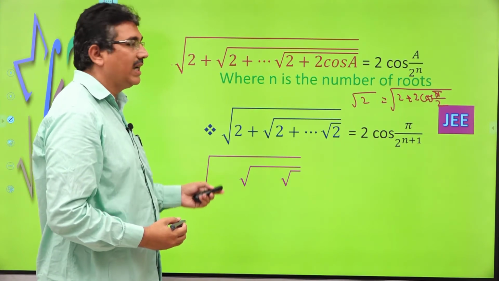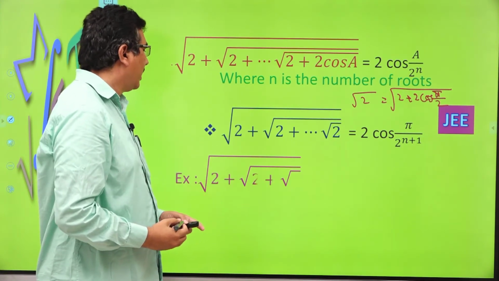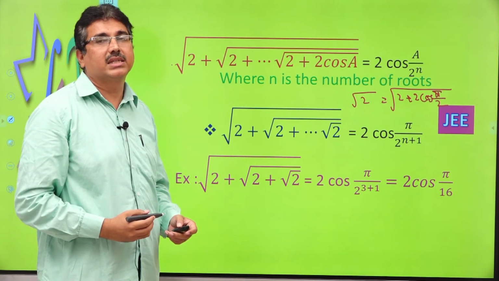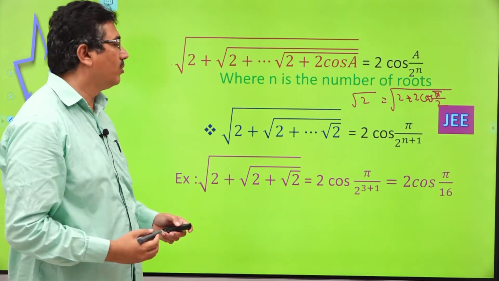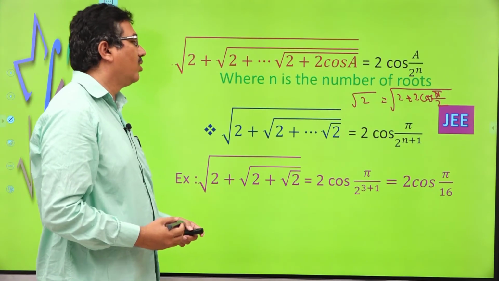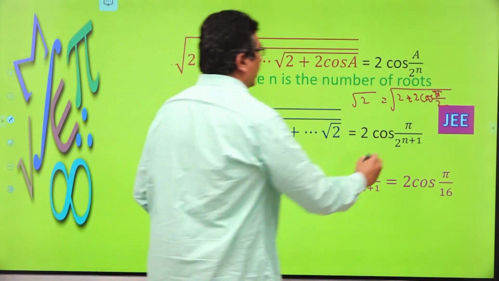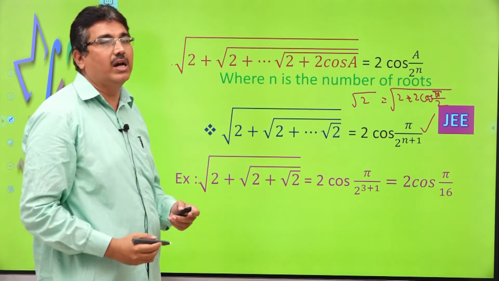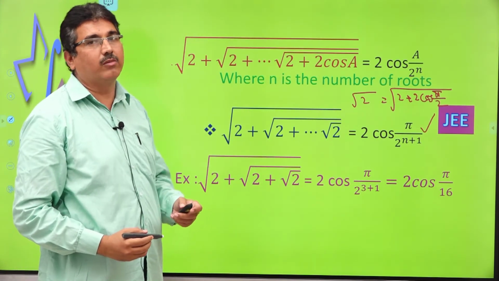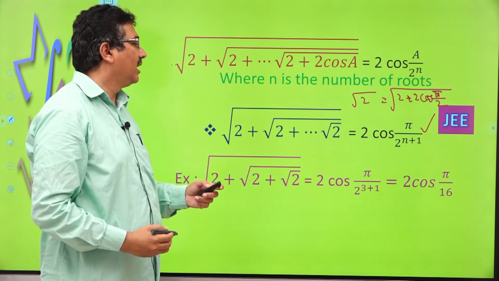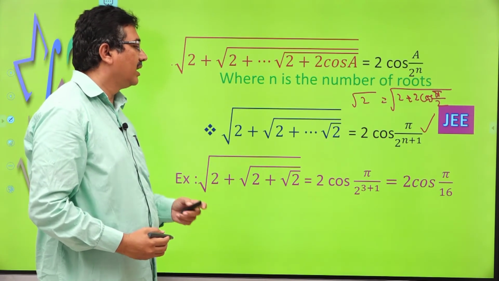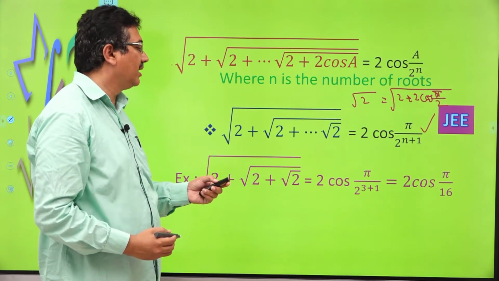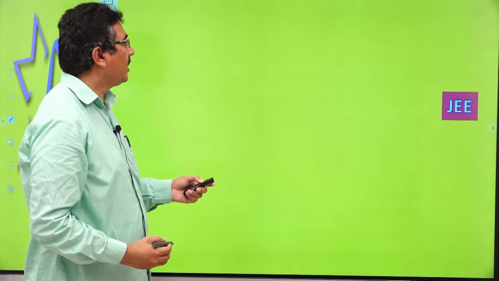See the example. What is the value of square root of 2 plus square root of 2 plus root 2? By applying this formula, that is equal to 2 cos of pi by 2 power n plus 1, where n is equal to 3. That is equal to 2 cos pi by 16.